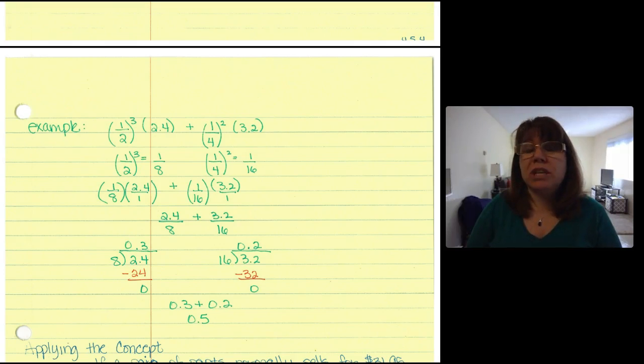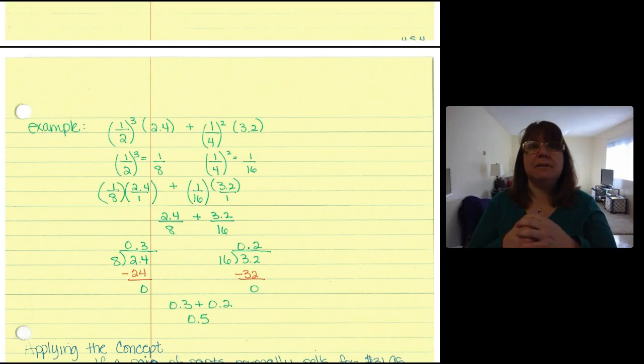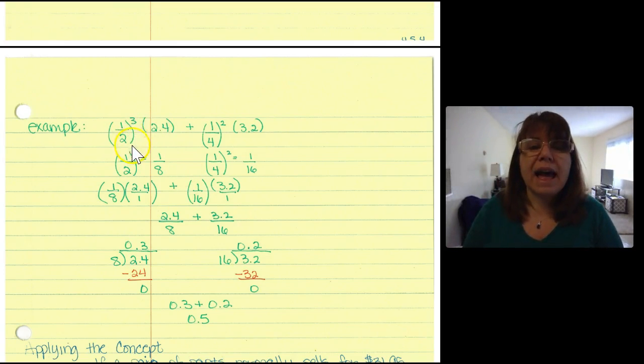Now maybe you don't need to change over to decimal or convert to fraction in the very start. Maybe you want to simplify your problem as much as you can in the form that they're in, and then when you get to the point where you have to start combining, either multiplying, dividing, adding or subtracting fractions with decimals, that's when you convert them. I have 1/2 cubed times 2.4 plus 1/4 squared times 3.2.